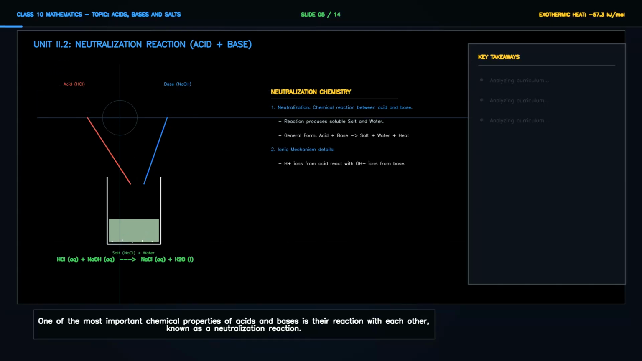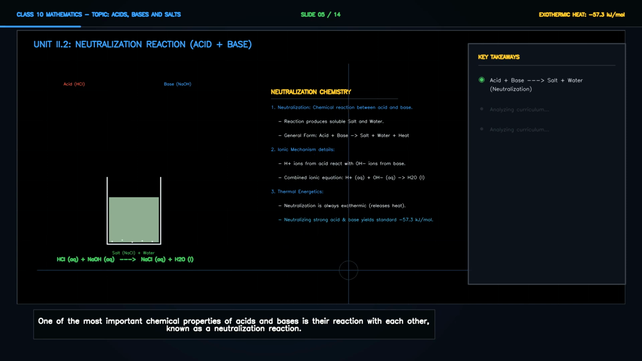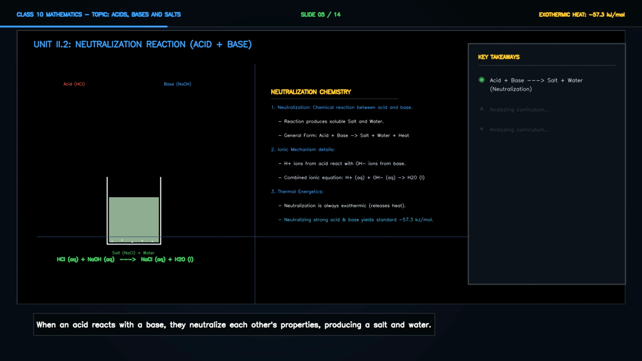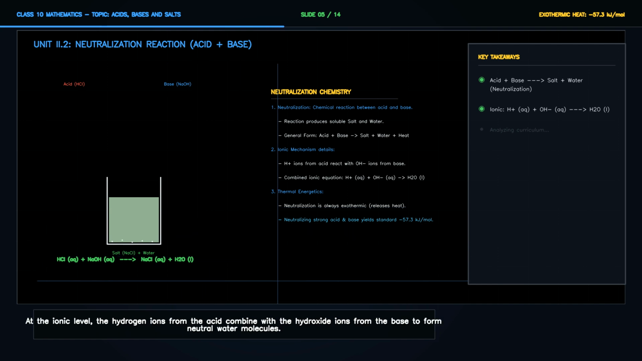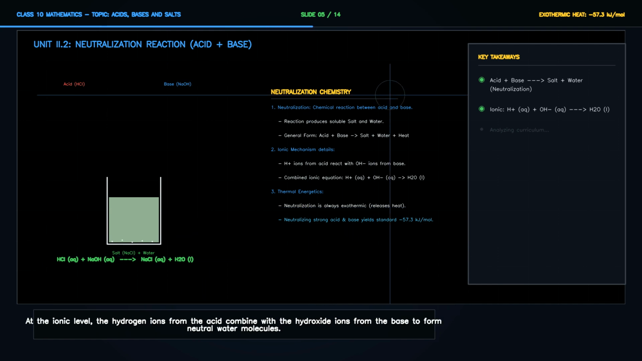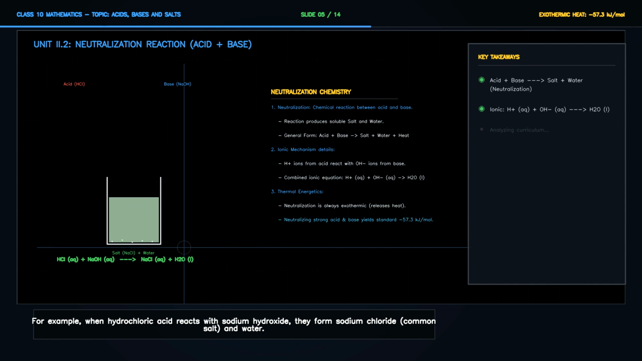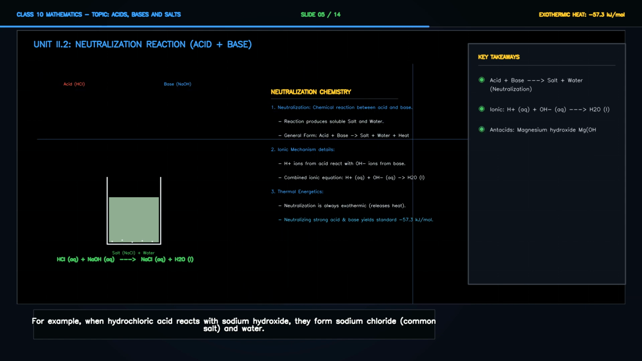One of the most important chemical properties of acids and bases is their reaction with each other, known as a neutralization reaction. When an acid reacts with a base, they neutralize each other's properties, producing a salt and water. The general equation is acid plus base gives salt plus water. At the ionic level, the hydrogen ions from the acid combine with the hydroxide ions from the base to form neutral water molecules. For example, when hydrochloric acid reacts with sodium hydroxide, they form sodium chloride, common salt, and water.